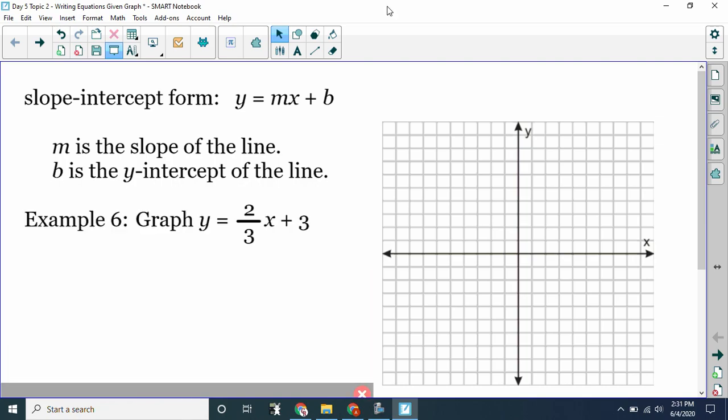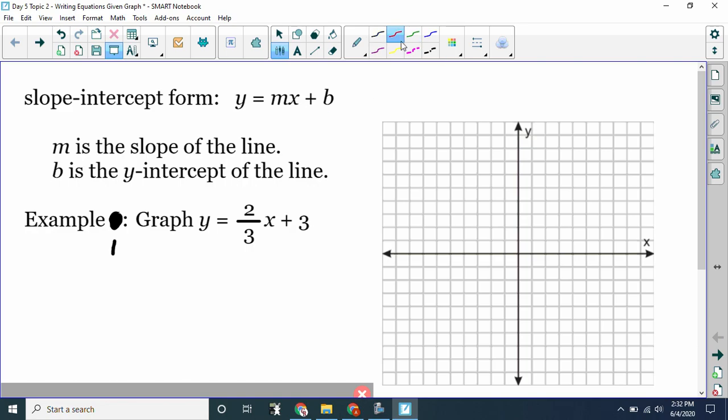So example 6, that's a continuation from the previous set. Call it example 1. It asks us to graph the line y equals 2/3 x plus 3. We're always going to graph the y-intercept first.